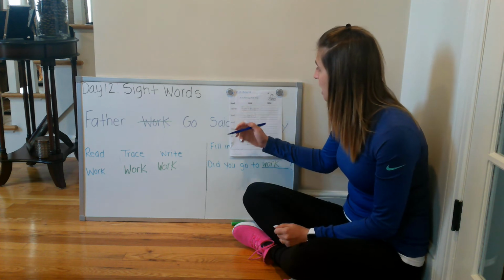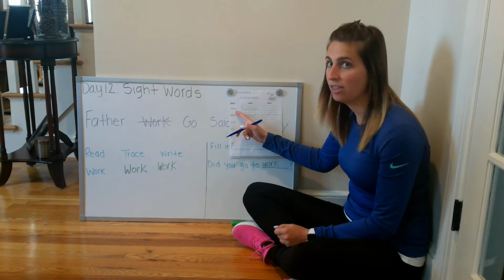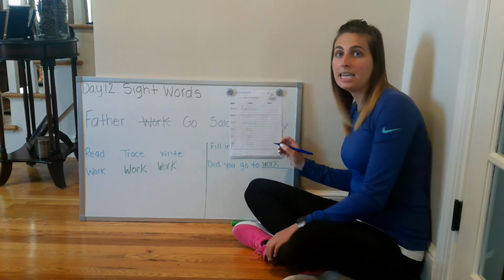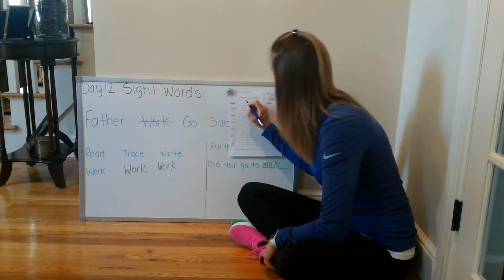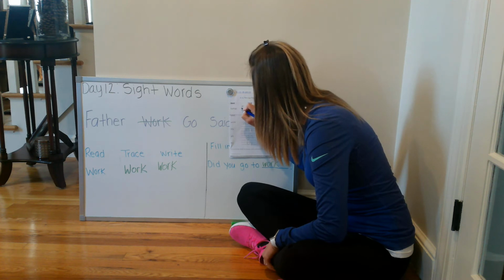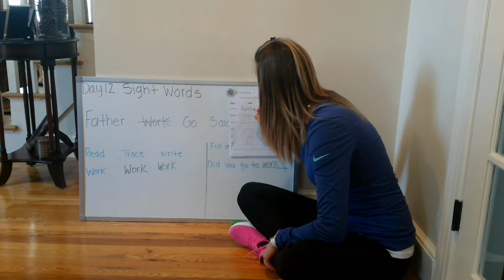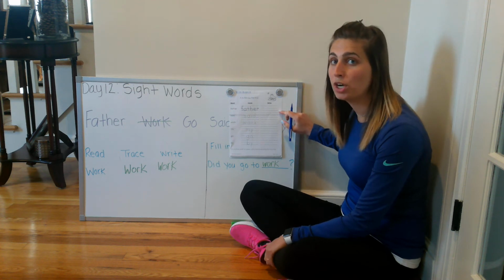Let's read the word together. The word is father. Now we're going to trace the word father. And we're going to say each letter as we trace it, starting with the letter F. So father, F, A, T, H, E, R, father.